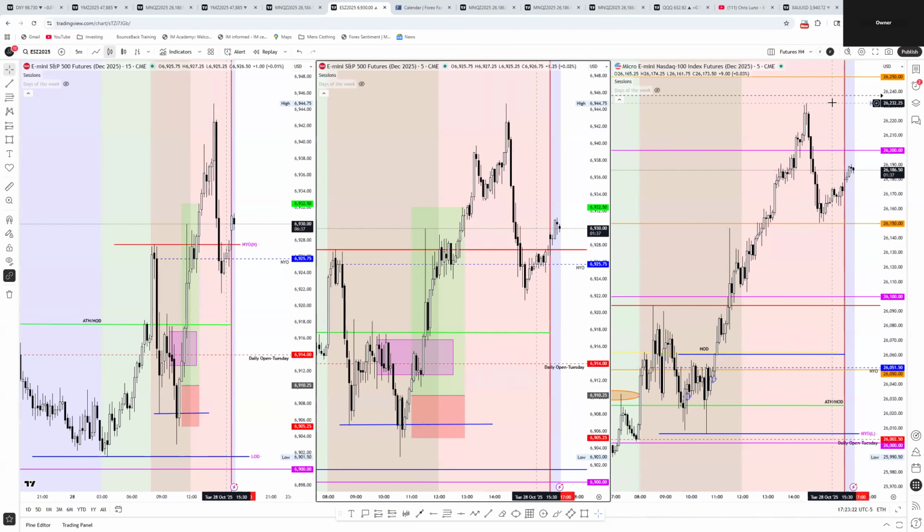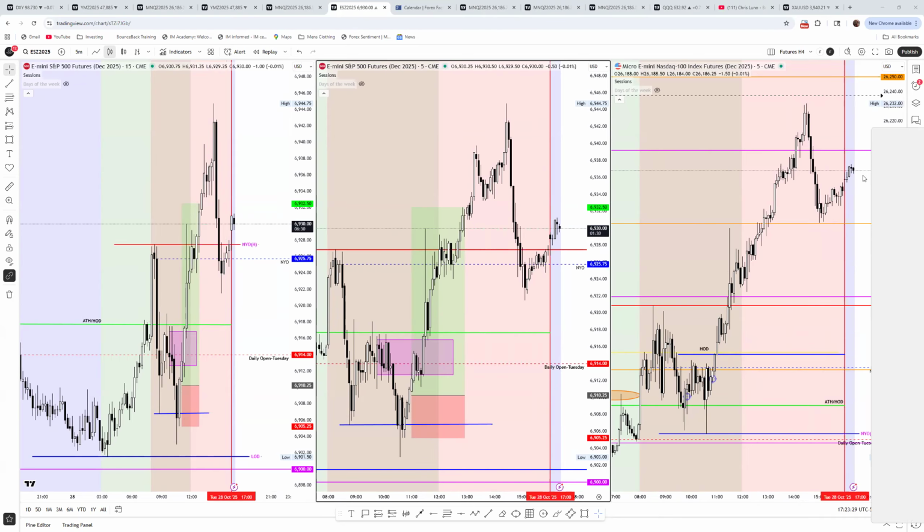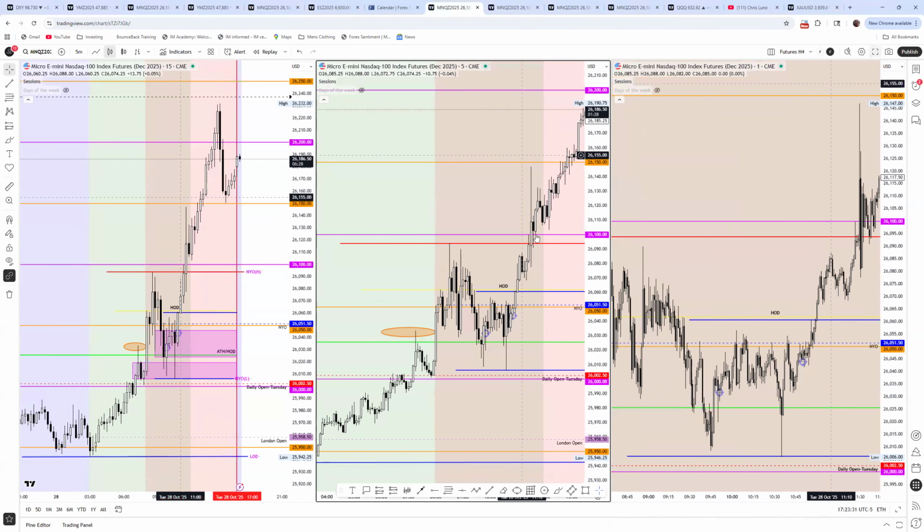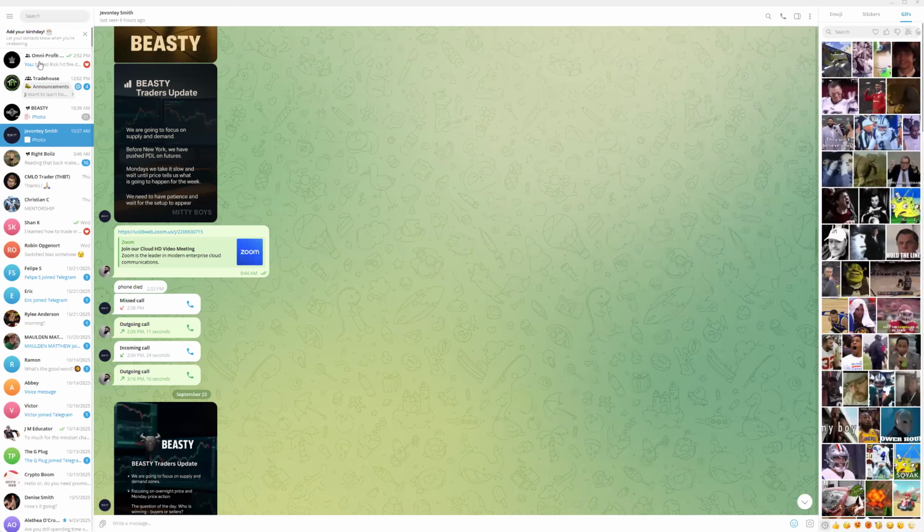Take myself off here. And so really quick. Okay, so what we're going to do actually is go over the NQ setup first. And so looking at NQ today, if you guys follow my Telegram or if you're in the Discord, what I talked about today was this was our scenarios.